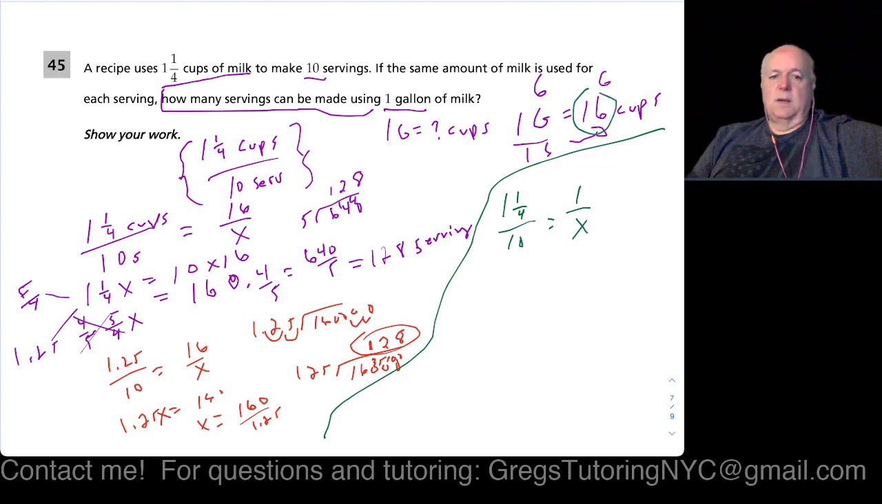So we're going to get 5/4 x equals 10. Okay, multiply both sides by 4/5. Those cancel. 5 goes into 10 2 times. 2 times 4 is 8. So now what we have is, this means 1 cup, because we were solving for x, is 8 servings. Okay, but it's a gallon we have to look for, not a cup, which is 16 of them, so we're going to do 8 times 16.